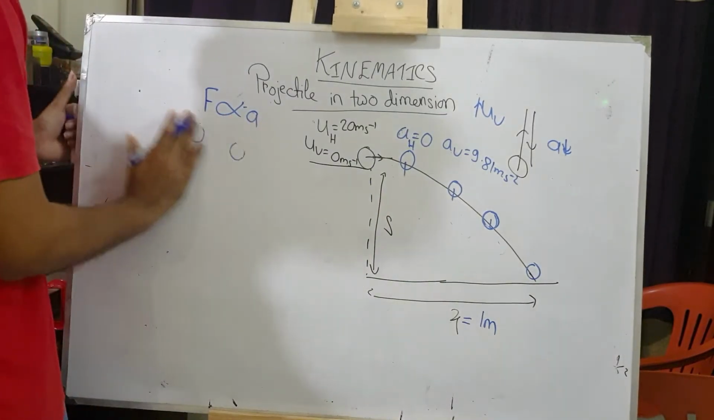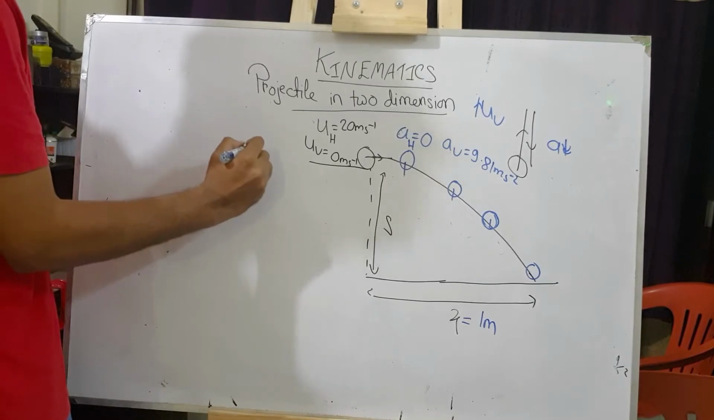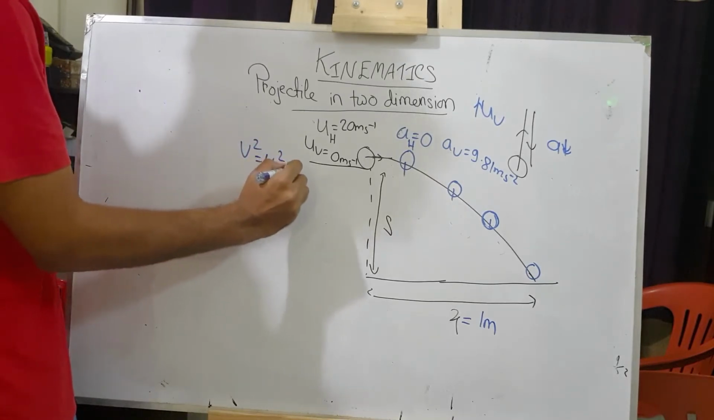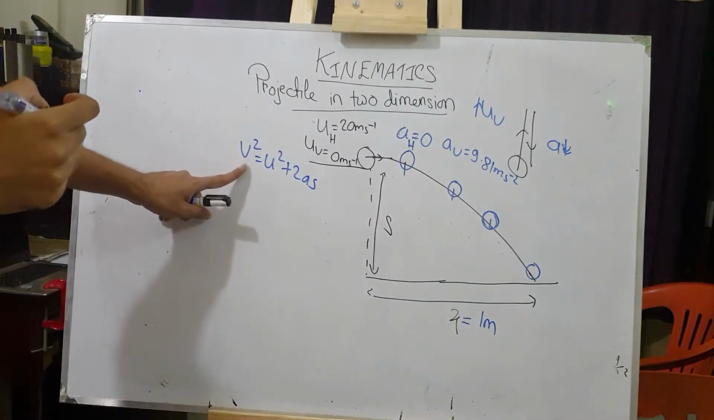So we can use the formula v squared equals u squared plus 2as. The problem with this one is we don't know the value of v.